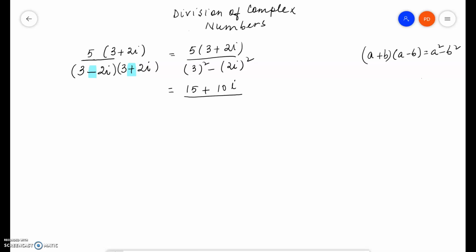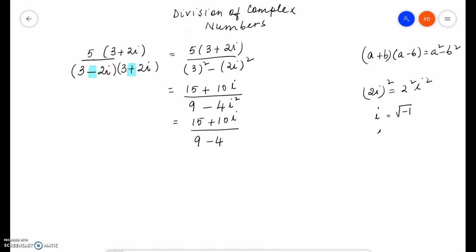divided by 9 minus 2i the whole squared is 2 squared i squared. So that is 4i squared. So this is equal to 15 plus 10i divided by 9 minus 4 times, and remember i is the square root of -1, so i squared is -1. So that is -1.